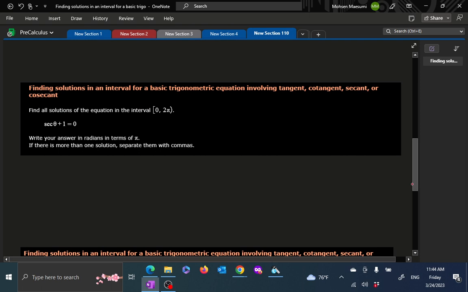Similar example, secant of theta plus 1 equal to 0. So that means secant of theta is -1. Well, secant, we remember that is 1 over cosine. So if you have a fraction equal to some other fraction, if you take the reciprocal of this, you can also take the reciprocal of that one, and they are still equal. So I flip this fraction, it becomes cosine. Flipping -1 gives us -1 again. So we are back to the equation that cosine of theta is equal to -1.